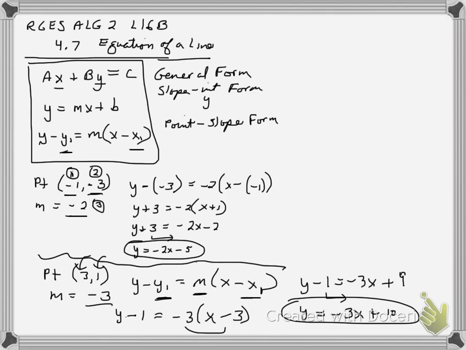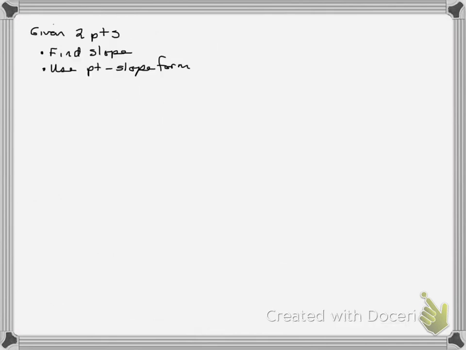Now let's go to the next idea. Let's say we're given two points. Then we're going to use the two points to find the slope, and then we use the slope and either point to plug into the point-slope form to find the equation of the line. So let's go ahead and do that. My two points are point 1, 1 comma 2, point 2, 4 comma negative 1.